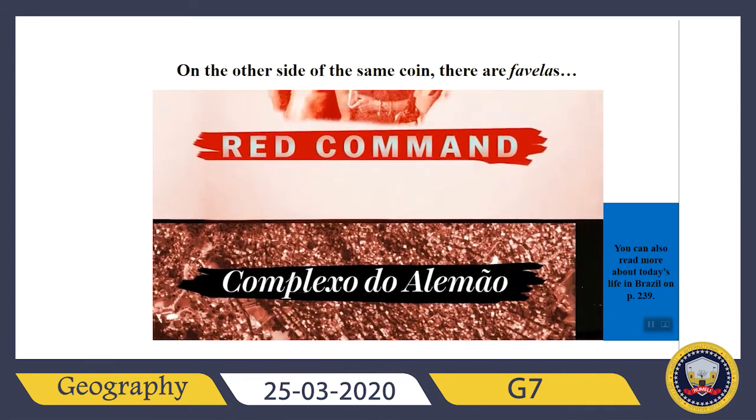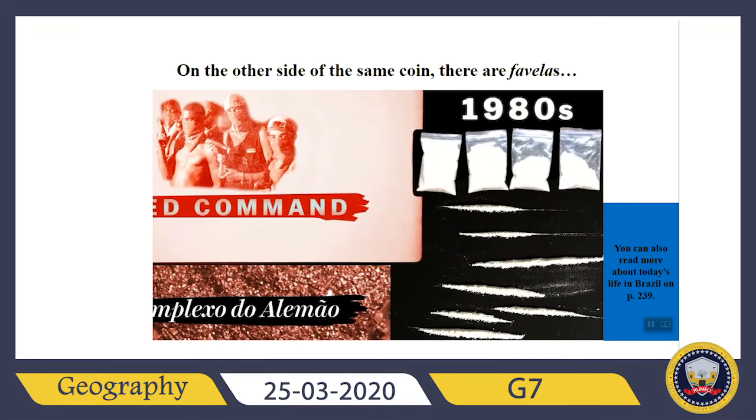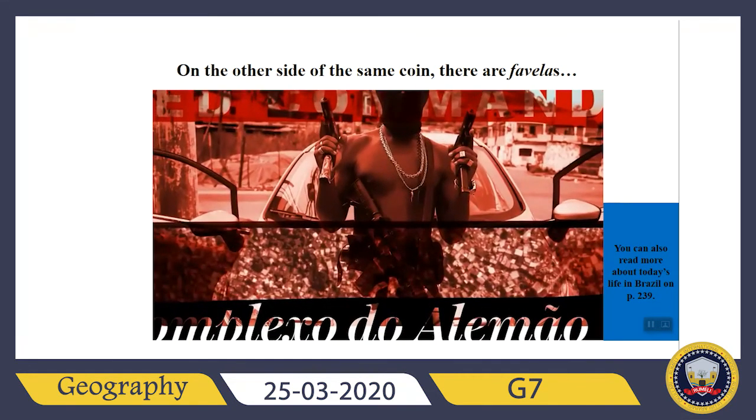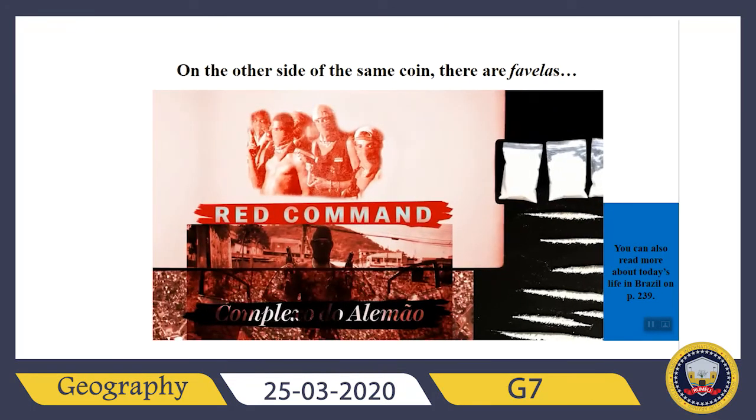Cocaine arrived in Rio in the 1980s, enriching the gangs and allowing them to grow in power and territory. The Red Command became more violent and lost its political ideology, focusing entirely on drug and arms trafficking.